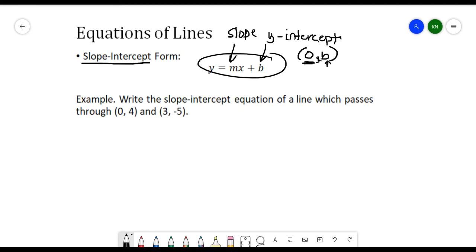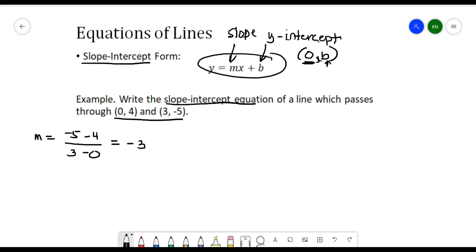Now, again, we need to write the slope-intercept form using these points. But we don't have the value of our slope yet, so we need to solve the slope first. So we have m is equal to y sub 2, which is -5, minus y sub 1, which is 4, all over x sub 2 minus x sub 1. So our slope is equivalent to -5 minus 4, divided by 3. So meaning to say, our slope is -3.